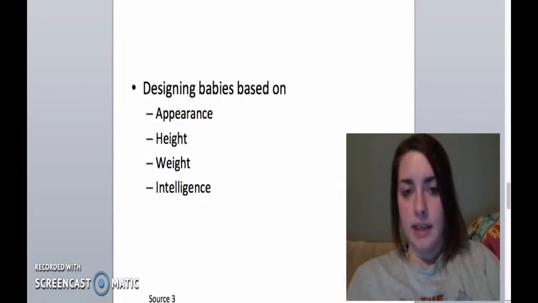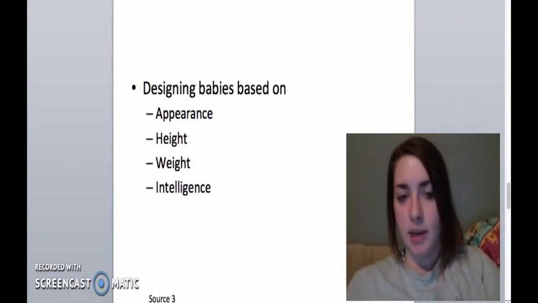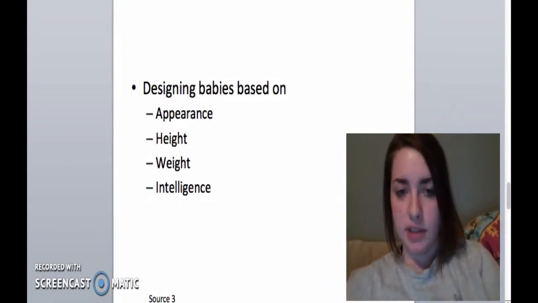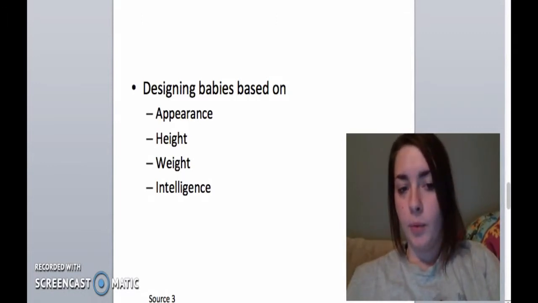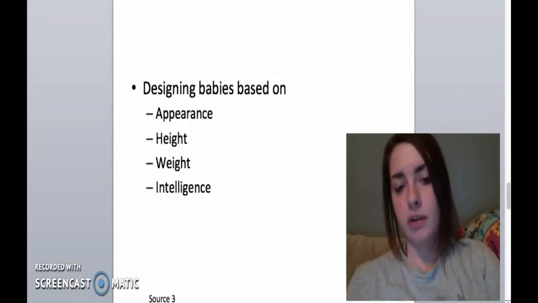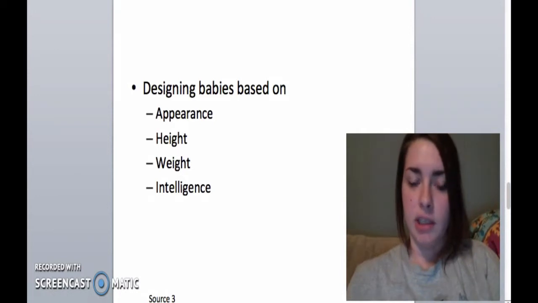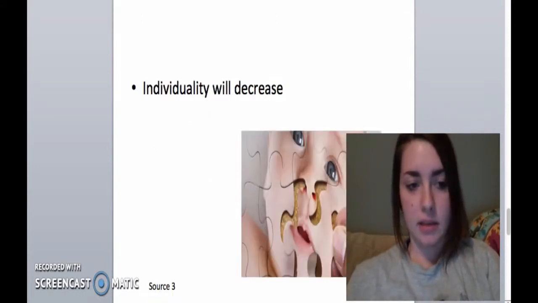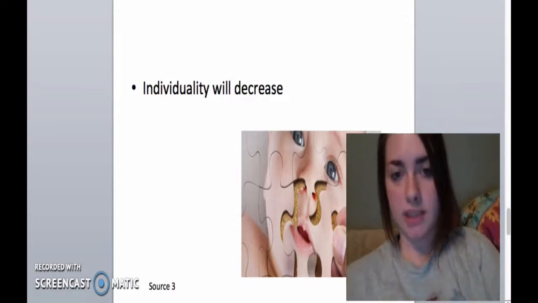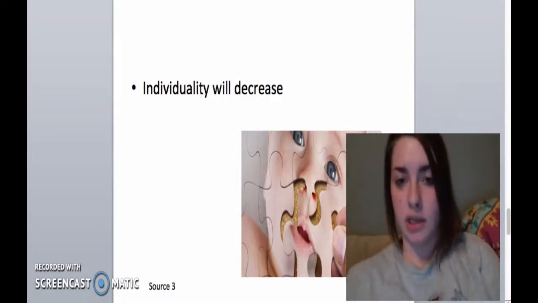Another con is designing babies based on appearance, height, weight, and intelligence. So basically their looks and their smarts. They're really worried that people will start just wanting to genetically modify their babies to get the best looking child or the most intelligent child instead of actually using it for diseases and defects. And then this will cause individuality to decrease.